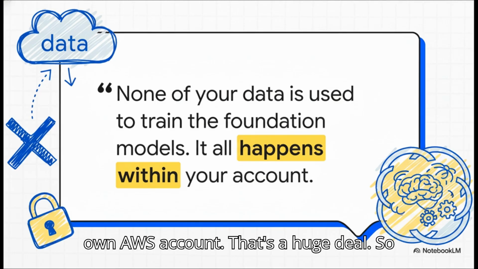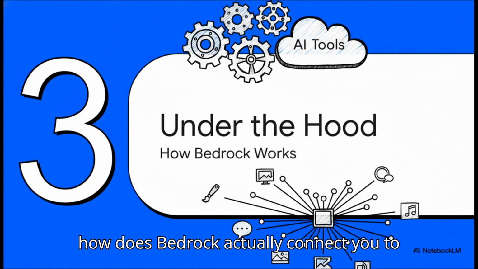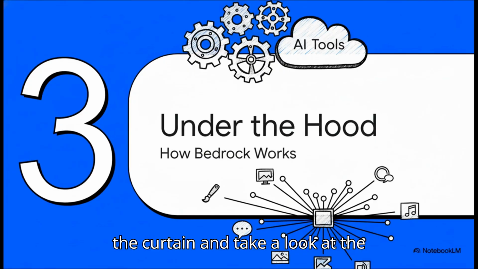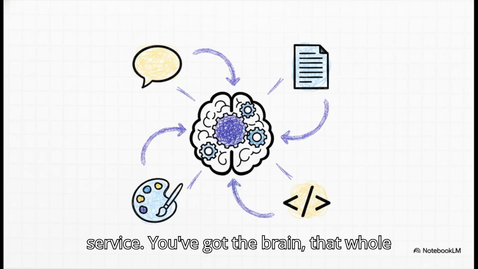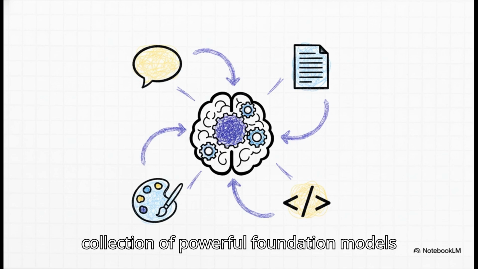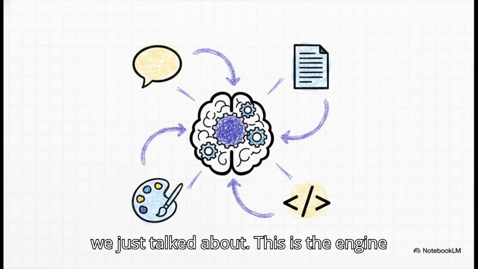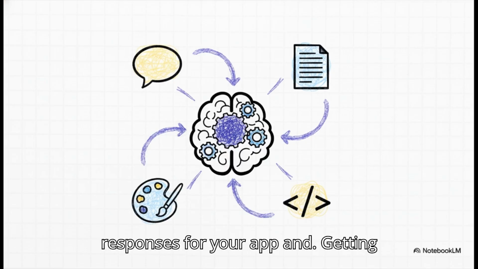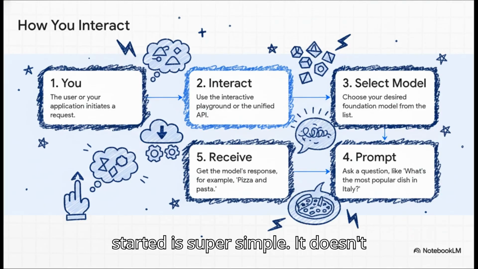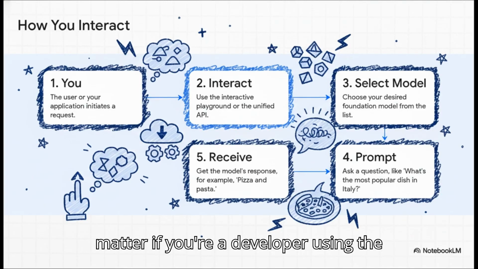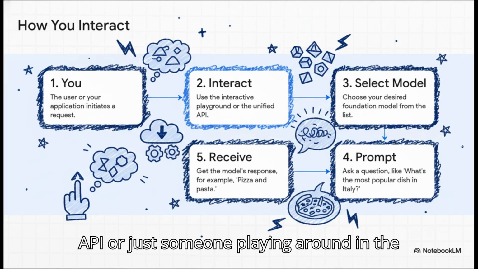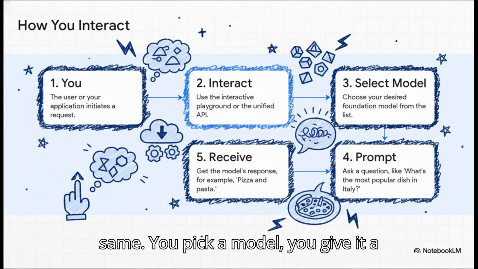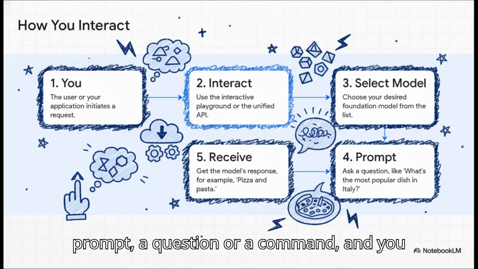That's a huge deal. So how does Bedrock actually connect you to all these amazing tools? Let's pull back the curtain and take a look at the architecture. At the very heart of the service, you've got the brain, that whole collection of powerful foundation models we just talked about. This is the engine that does all the heavy lifting, taking in your prompts and generating the responses for your app. And getting started is super simple. It doesn't matter if you're a developer using the API or just someone playing around in the AWS console, the process is always the same. You pick a model, you give it a prompt, a question, or a command, and you get a response back.